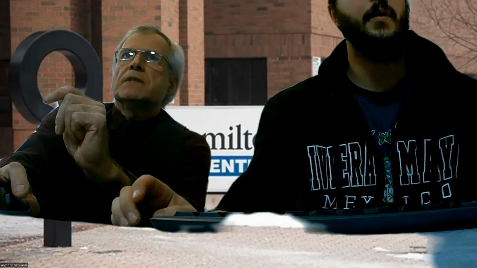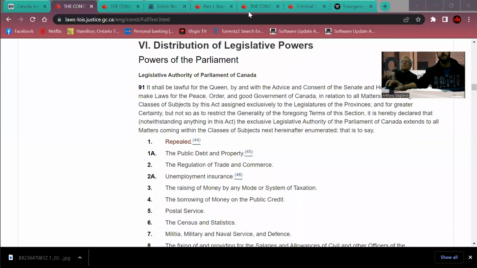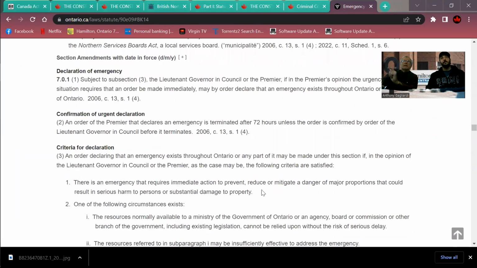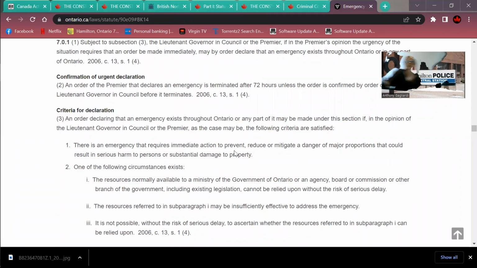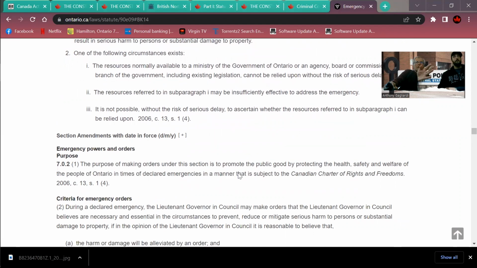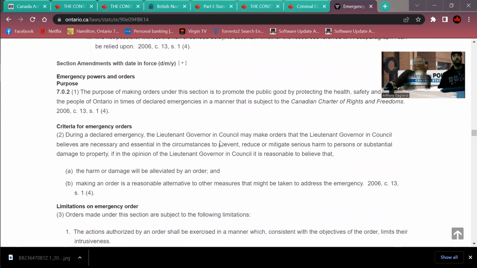So if we just go to the Emergency Management and Civil Protection Act. Okay. Right here in 7.0.1, the lieutenant governor or the premier can invoke an emergency. But if the premier does it, it's only good for 72 hours, and it's in here somewhere. I can't find it right offhand, but it's the lieutenant governor who extends the orders. It's the lieutenant governor who can revoke the orders. And it's quite evident in the Reopening Act of Ontario in sections 3, 5, and 11.